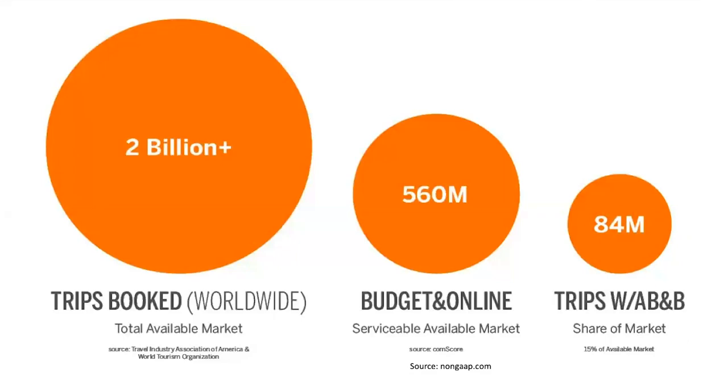But Airbnb wasn't going to try and capture every single person in the whole world that booked every single trip in the whole world. They were going to focus on budget and online travelers. That's the SAM, the serviceable available market, or the serviceable addressable market. And they found that that was 560 million people. Those were the folks that were looking for places to stay that were cheaper, and they were booking online.